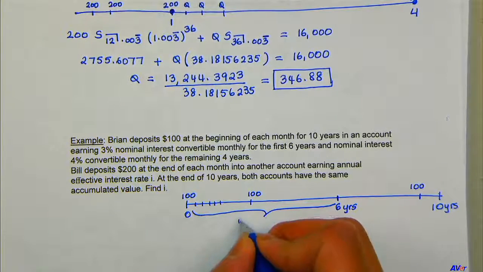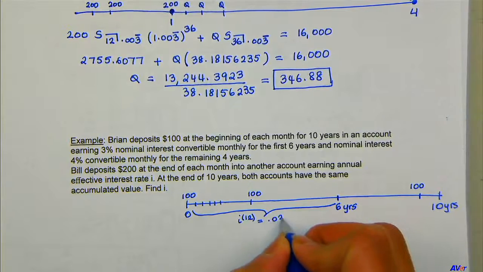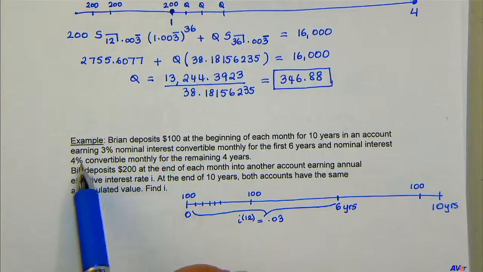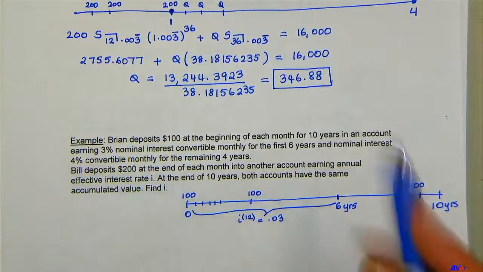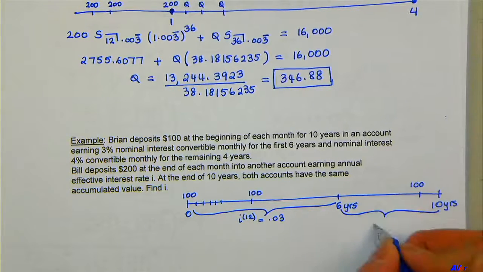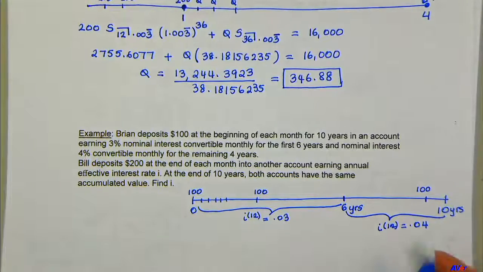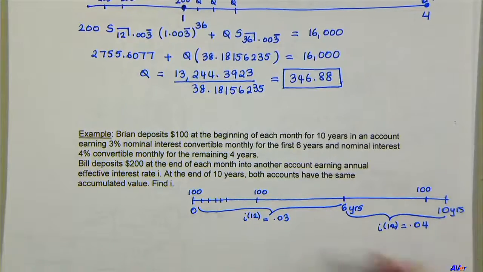So let's write that as i^(12) equals 0.03. And nominal interest, 4% convertible monthly for the remaining 4 years. i^(12) equals 0.04 for the remaining 4 years. That's Brian.